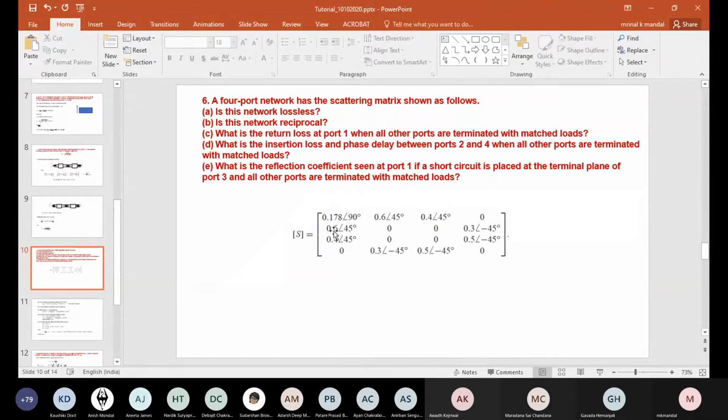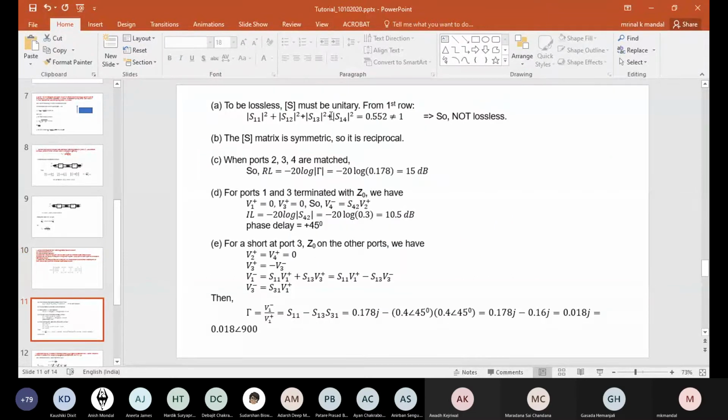So, reciprocal or not? Okay, we can see 0.6, it is the same, 0.4, yes, it is also the same, and these diagonal elements are 0, this side 0.5, 0.5, 0.3, 0.3. So what do you think? Is this a reciprocal network or not? It is reciprocal. Yes. Symmetric reciprocal. So next, I need to put the values.